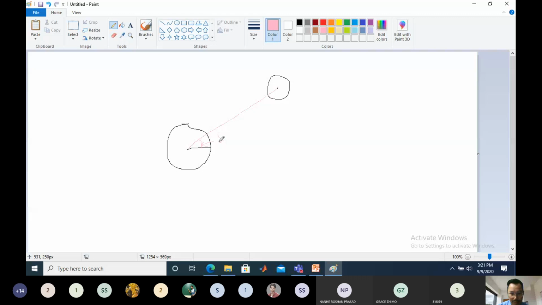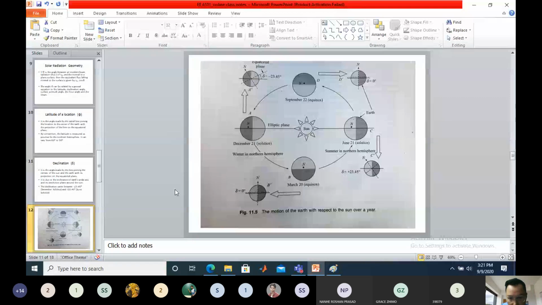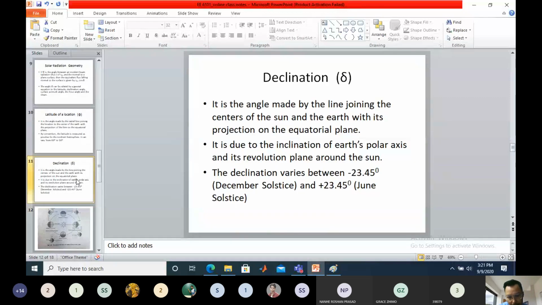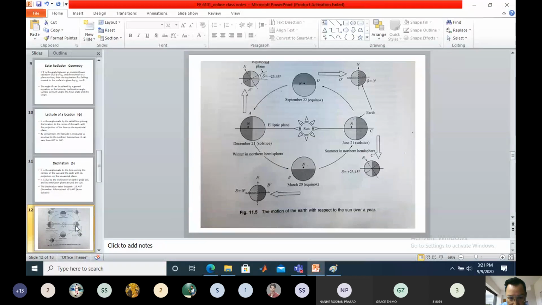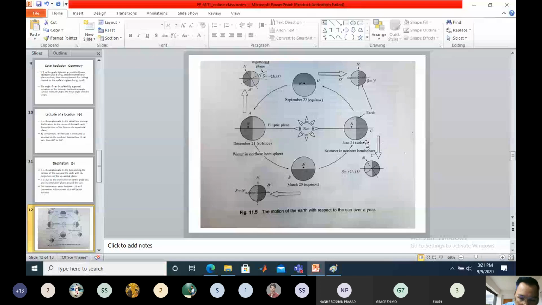So this theta, this declination angle, changes throughout the year. Okay, its value is maximum in the positive at June, probably 22nd or 21st. Let me have a look here. 21st June. And its value is maximum in the negative direction on December 21. Let's see this figure.